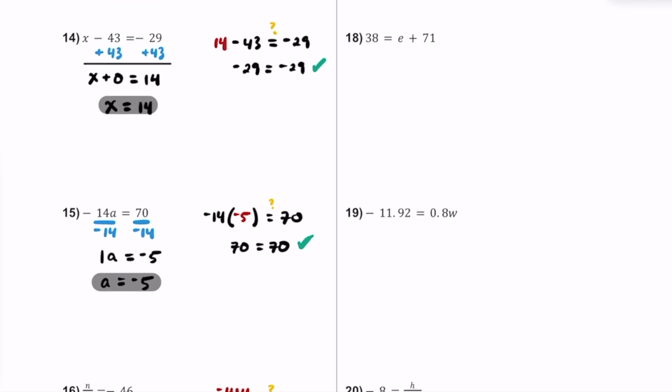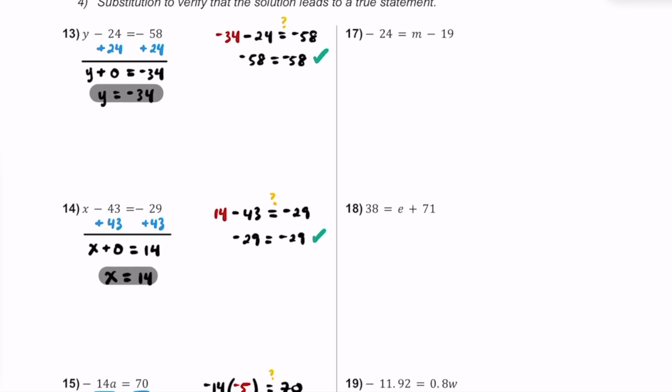All right, let's try number 17. Notice how the variable is on the right side of the equation. Don't let that bother you, it still works the same. We have m minus 19, and that's equal to negative 24. If we want m by itself, let's use the addition property of equality and add 19 to both sides. On the left side, negative 24 plus 19 is the same thing as 24 minus 19, but negative. I think that's going to be negative 5.